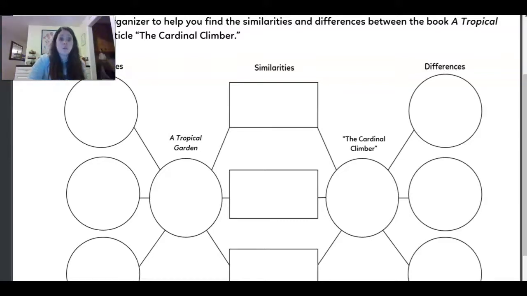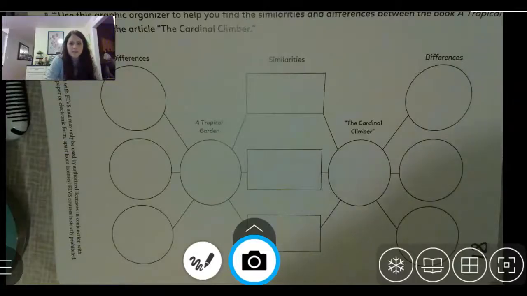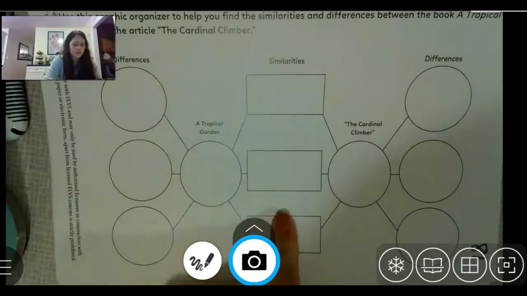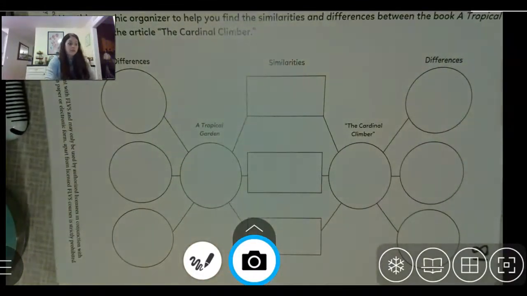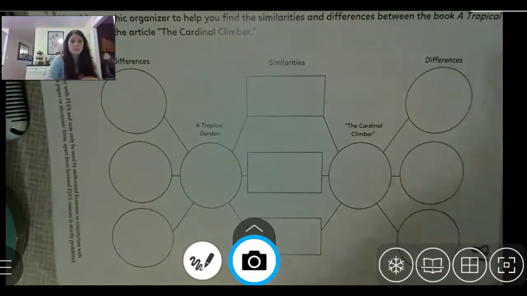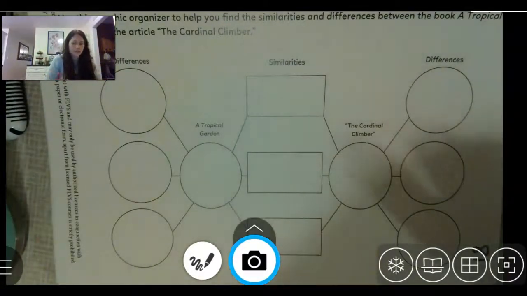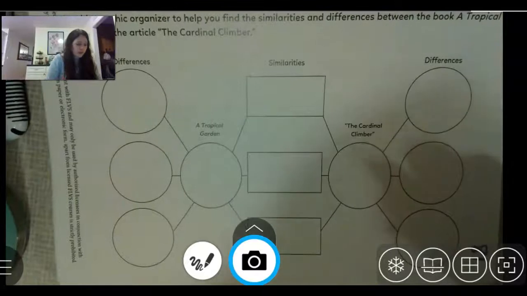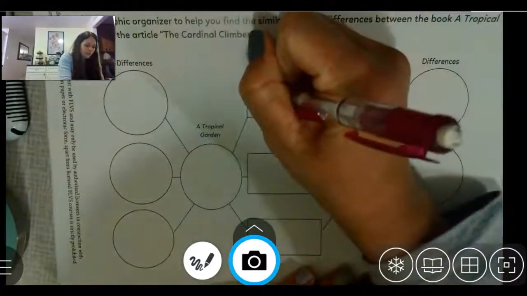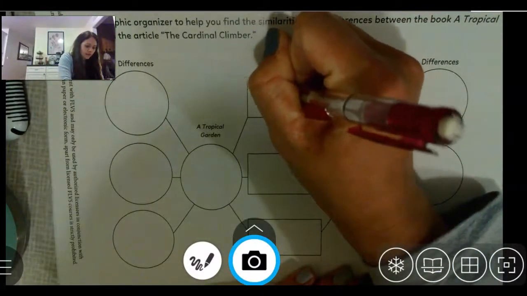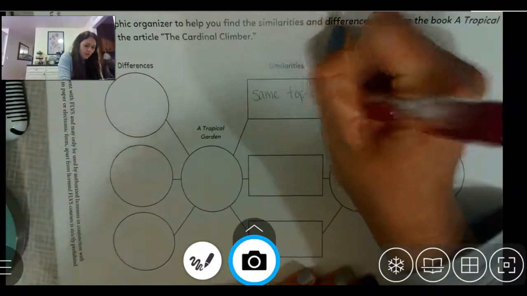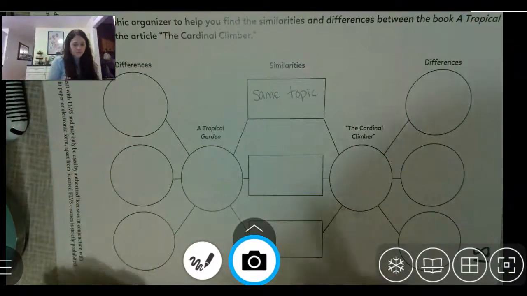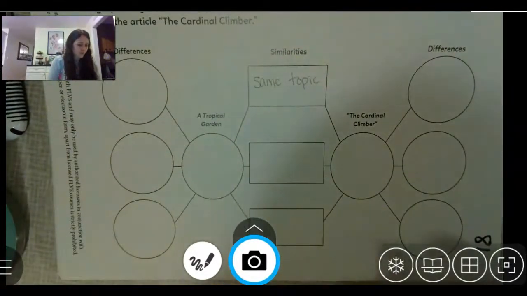Okay, page 81 in your green workbook, and grab your pencil. Okay, so let's fill this out together. Let's maybe look at our similarities first. So I know just because we just read these, that these are both about plants and tropical plants. So let's go ahead and start with saying that one similarity is they are about the same topic. You can write along with me.